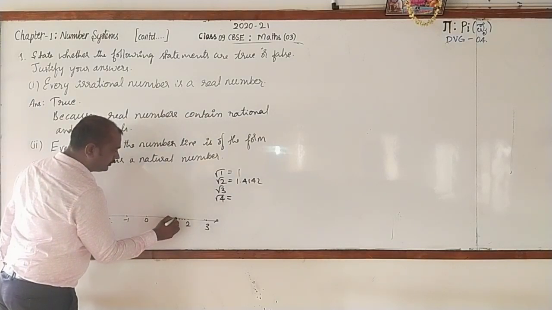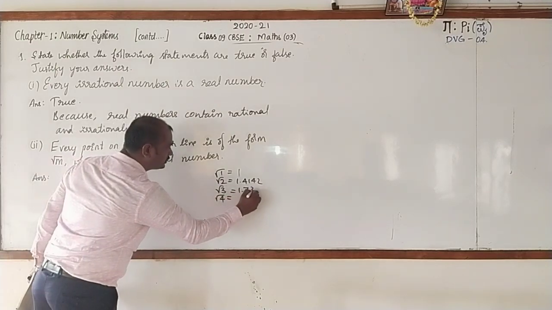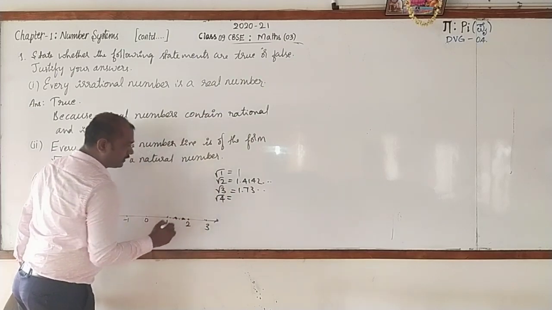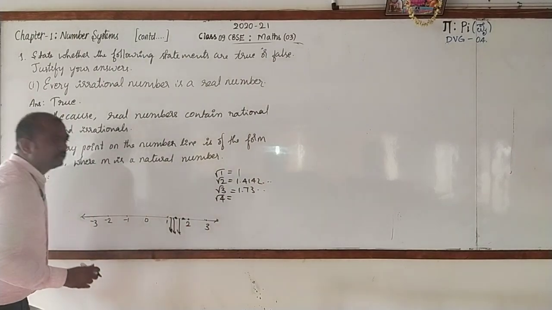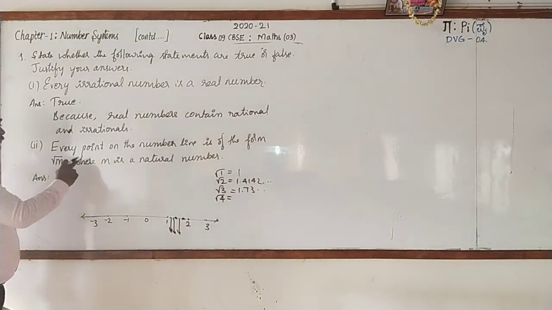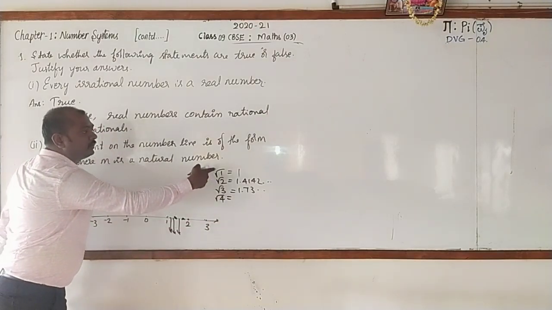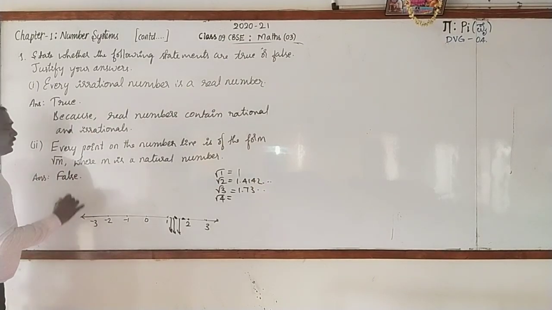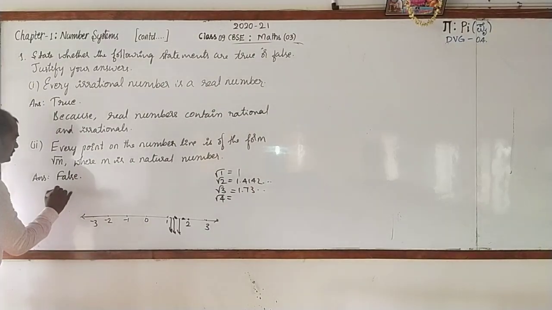Of course, just we have represented its value. It may come here. Root 3, it is 1.73 and so on. That may come here. Root 4 is here. But here many points are there other than these. Then whether the given statement is right, every point on the number line is of the form root m? Only few points on the number line is of the form root m, where m is natural number. Hence it is false. Clear up? So write, false.